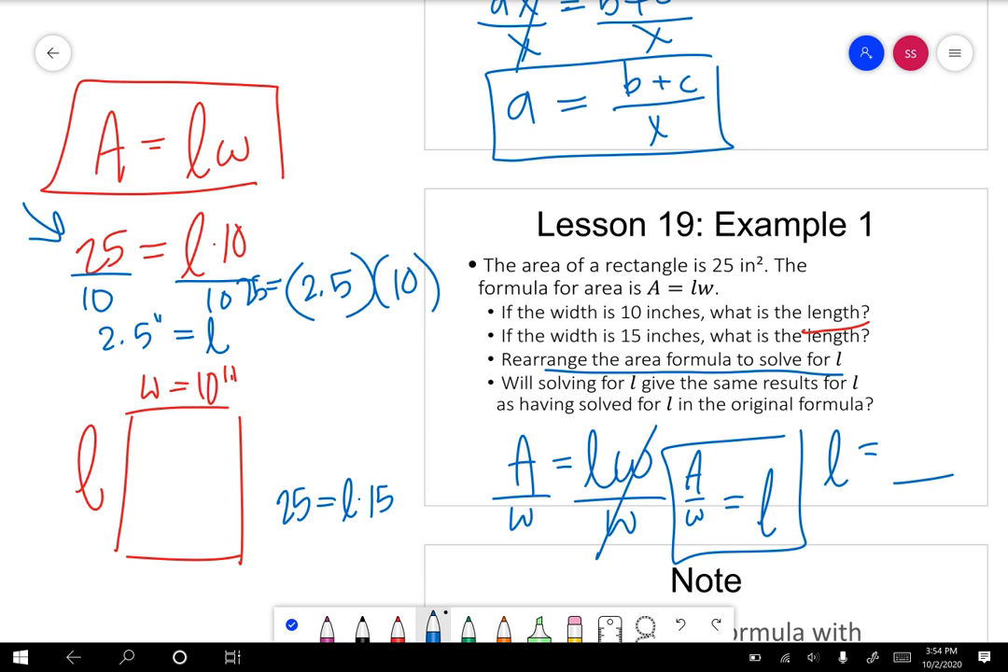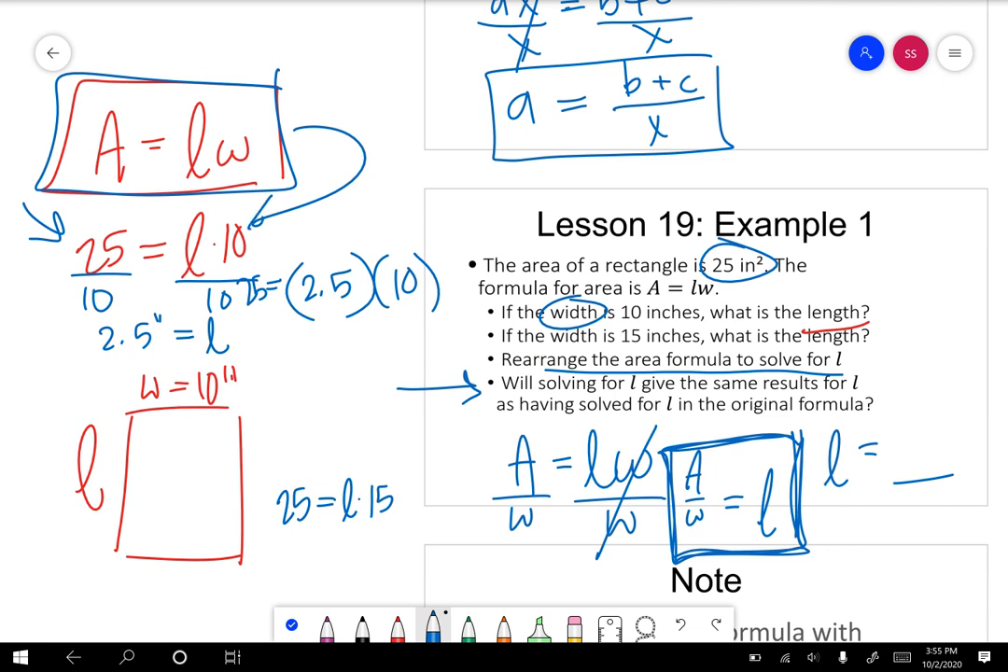So the question is, will solving for L like we did here and using this formula to find the length given the width and the area, will that give us the same length as if we were to just use this formula like we did here? And the answer is yes, right? All we did was rearrange things. We used the same principles to rearrange it as we would if we were solving.